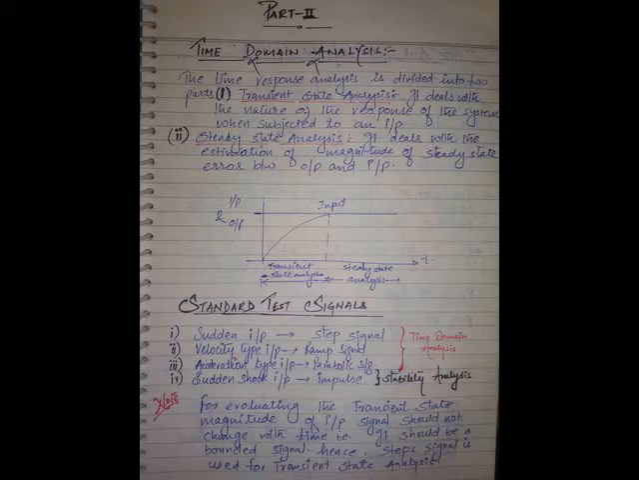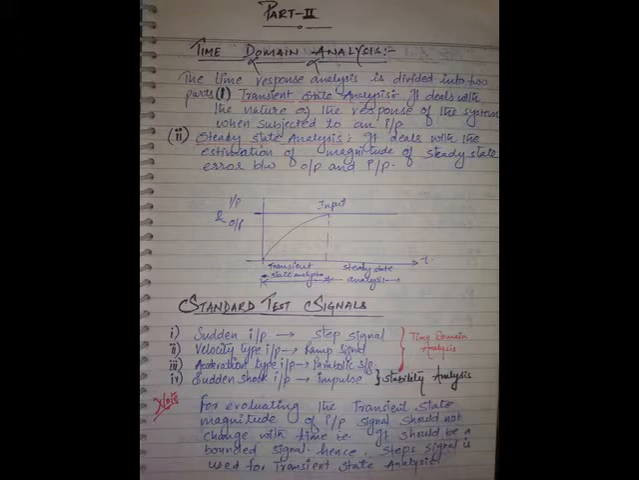Now once the response reaches the final value of the input, then we say there is no error present between this input and output. If it is not reaching the final value of the input, then we have to find how much is the error. So estimating that magnitude of error between input and output, this analysis we call it as steady state analysis. So this time domain analysis we learn under two headings. First, nature of response called as transient state, nature of error called as steady state analysis.